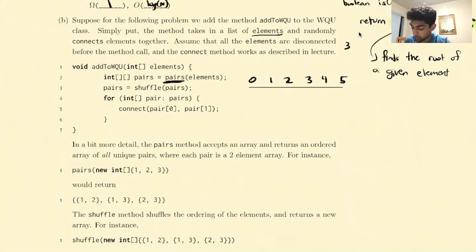If we're looking at this example right here, if we call pairs with 1, 2, 3, supposing that elements is 1, 2, 3, the total pairs are going to be 1, 2, 1, 3, and 2, 3, okay? So all that pairs is doing is outputting the total number of unique pairs involving the elements in elements. We'll come back to the pairs method in a few seconds. But first, once we have all of these pairs, in this example, it's 1, 2, 1, 3, 2, 3.